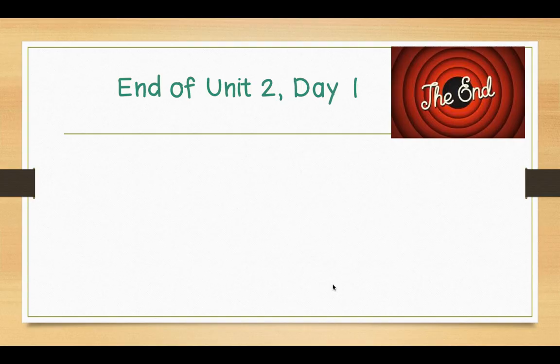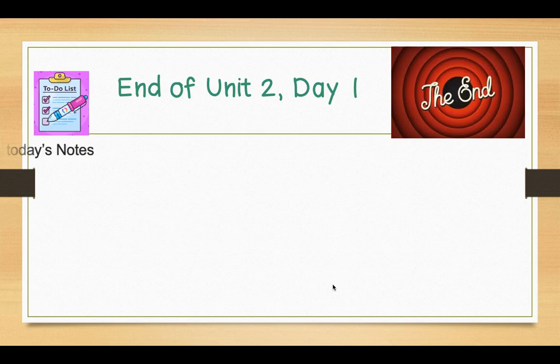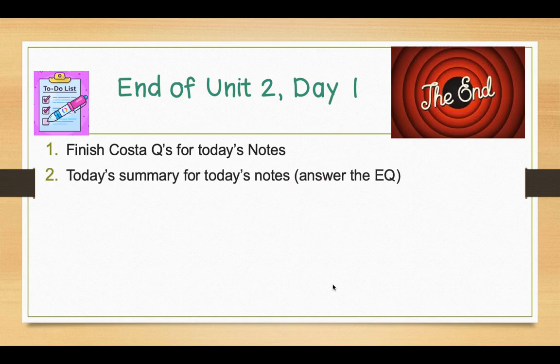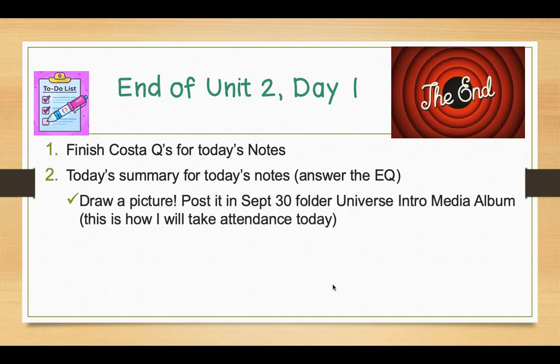So that brings us to the end of our first day of Unit 2. So here are the things I want you to get done. The first thing is to finish any of the COSTA questions for today. For your summary, it's a special assigned summary. I want you to draw a picture. There was so much stuff we talked about that had visual ideas in it. So draw a picture. And in your actual notebook, if you need to, use your output page so that you have a big enough space. Or put it on a different piece of paper and just tape it in your notebook.